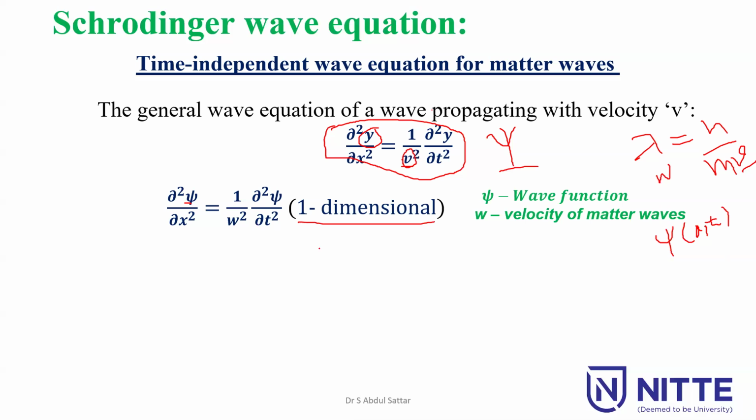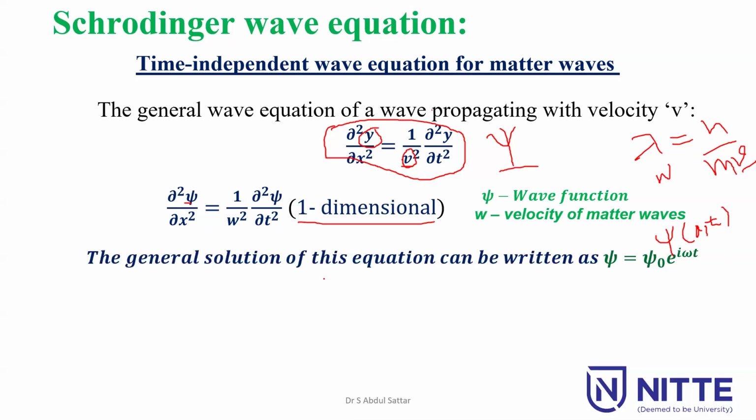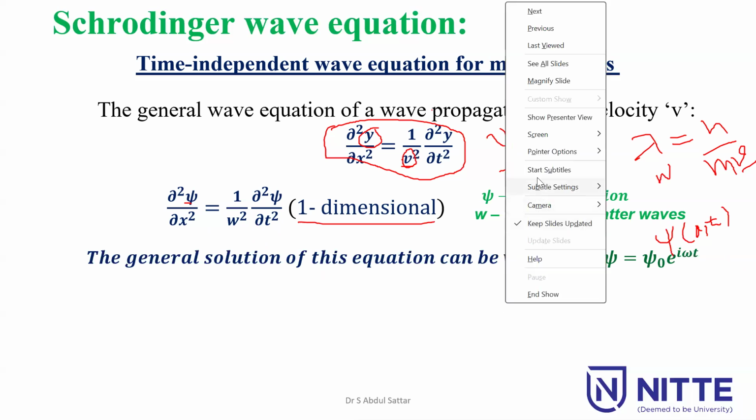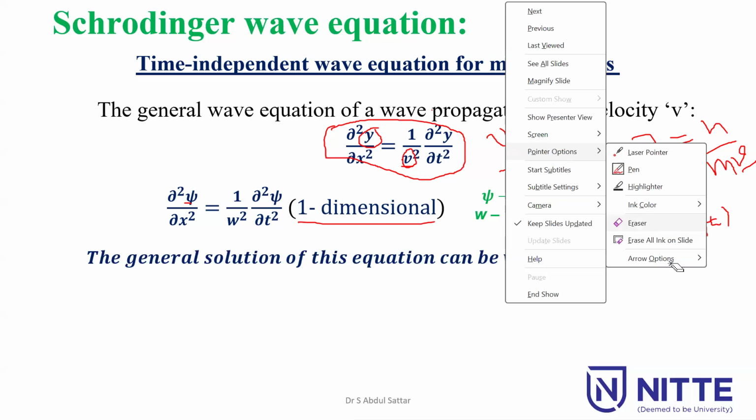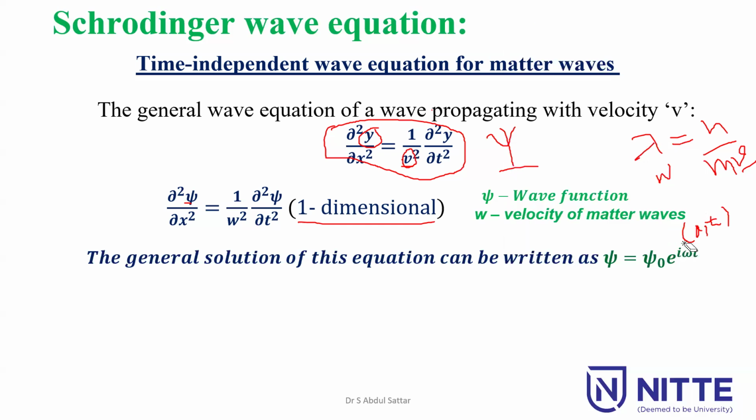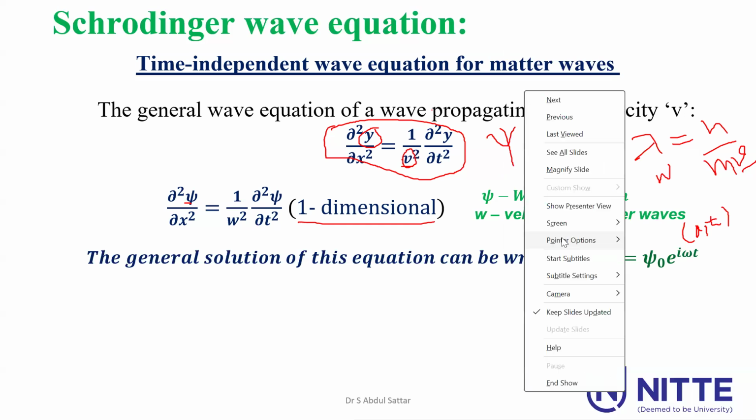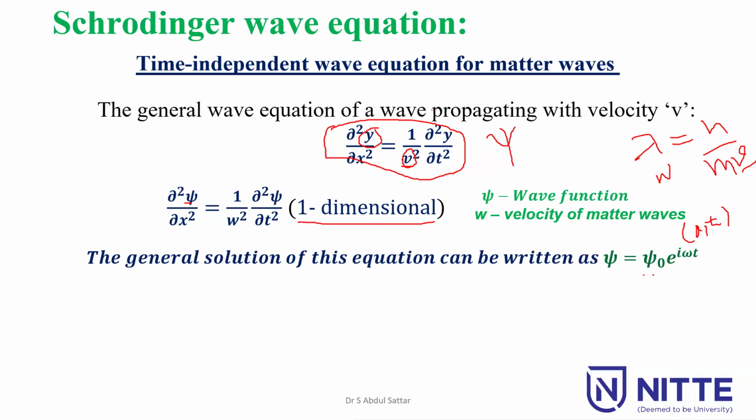Now we have to derive the time-independent Schrodinger equation. But in this case, psi is a function of x and t, so we have to eliminate this t. Then you will get the Schrodinger time-independent wave equation. The general solution of this equation can be written as psi equal to psi naught into e power i omega t. This psi naught is not a constant, it is a function of x.